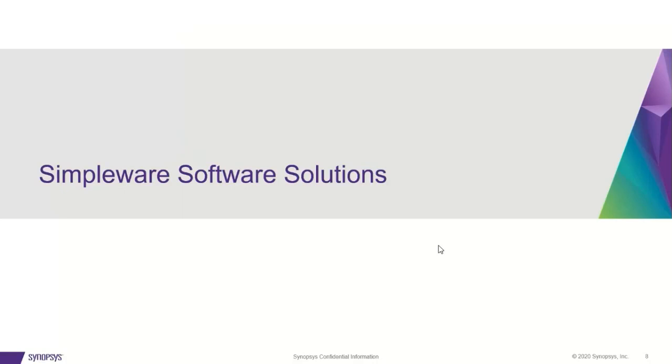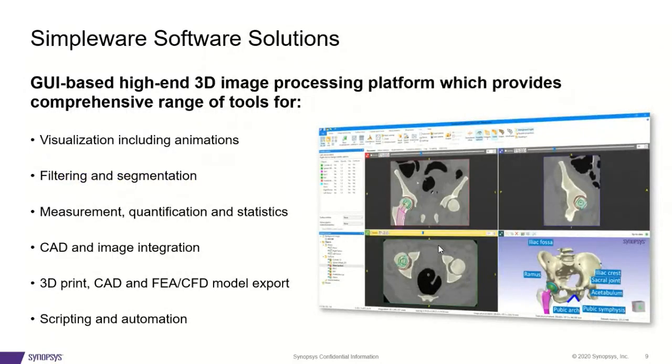Looking at our software, we offer a software solution that goes from images to models. It's a GUI-based high-end 3D image processing platform, and it provides a comprehensive range of tools for visualization, filtering, and segmenting your image data. You can see the GUI interface on the right. You have the three orthogonal views of the image data and the 3D reconstruction on the bottom right. You can bring in CAD geometry, position it, label different parts, different landmarks, things of that nature, and export models from there for CAD, 3D printing, or even finite element or computational fluid dynamics modeling. So really going from the image to the model and bridging that gap.